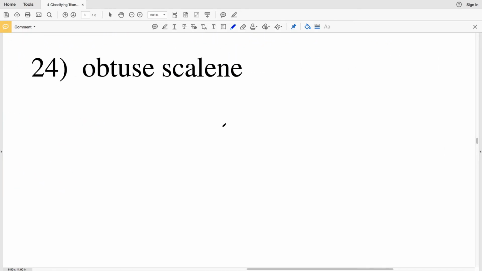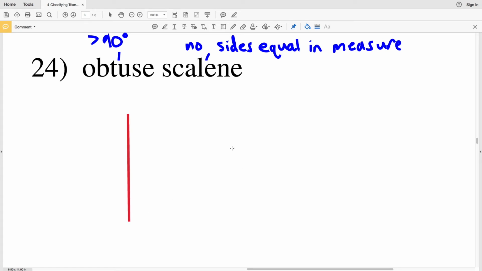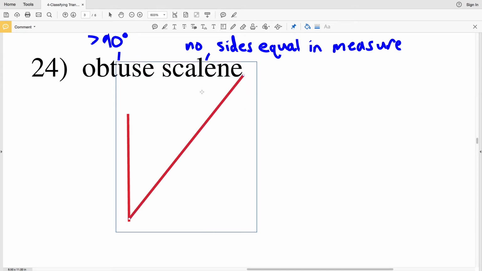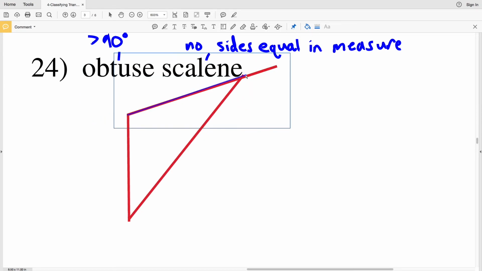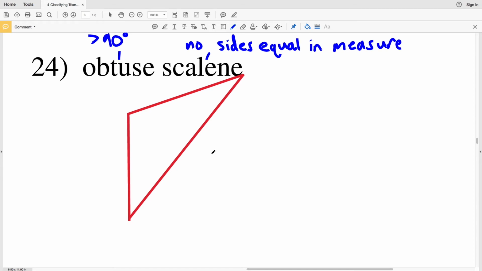Next, I'll draw an obtuse scalene. So one angle has to be greater than 90 degrees, and for a scalene, no sides can be equal in measure. Here's one line. My next line, I'll draw even longer, and then my last line will connect the two, and I'll ensure that none of those are equal in length, and you can see that I do indeed have an obtuse angle. So number 24, I have obtuse scalene.